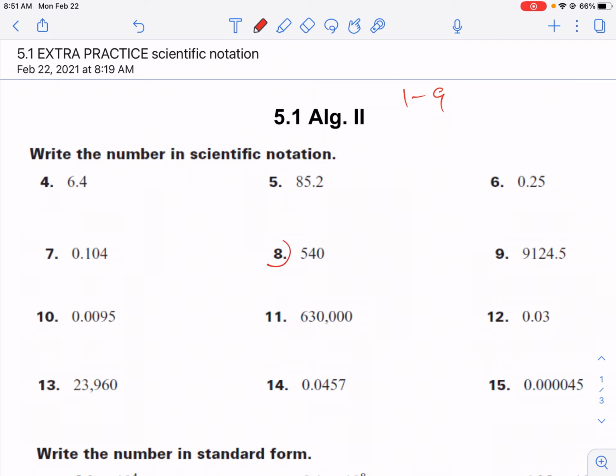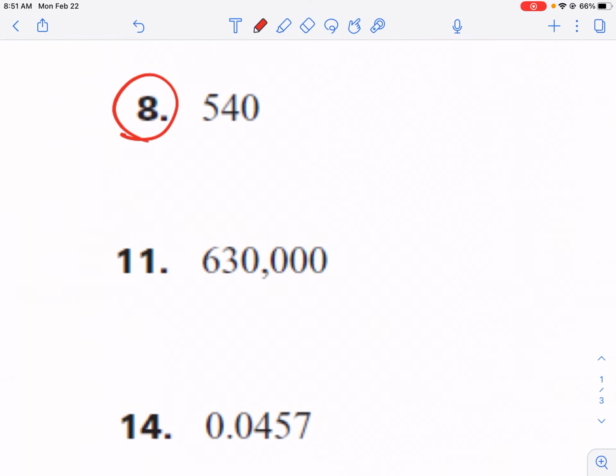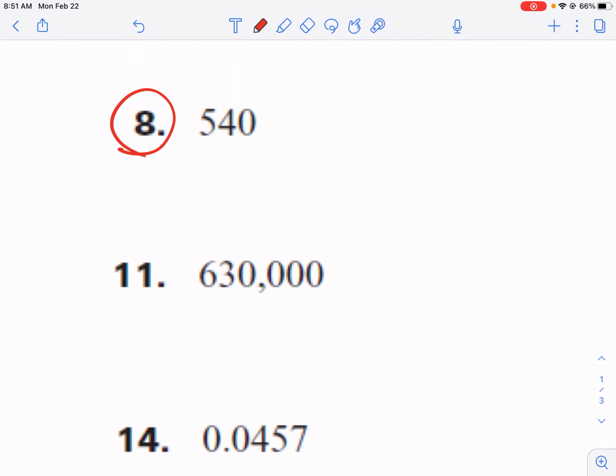So if we look at number 8, 540. Again, we can only have one number to the left of the decimal. So it'd be the 5, it's the first number, and then the 4. Now you don't have to write a trailing 0. That would make no sense, so you can eliminate that. But to get from 540 to 5.4, you had to move decimal places. Well, we started here, it went 2 places to the left. So you're going to say it's times 10 to the 2.